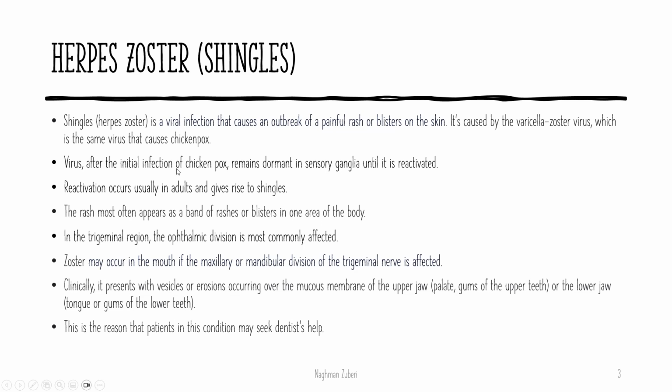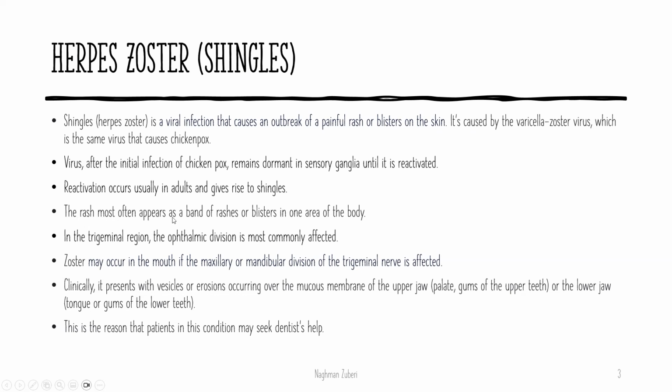After the initial infection of chickenpox, the virus remains dormant in the sensory ganglia until it is reactivated due to some immunocompromised situation, like the patient aging or having some disease which compromises their immune status. So reactivation occurs usually among adults, and then it gives rise to shingles or herpes zoster.